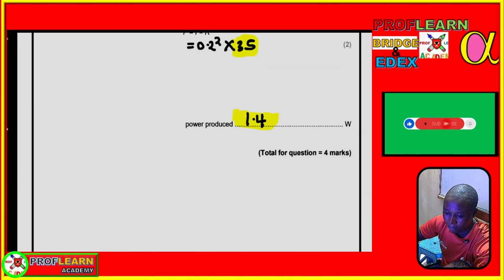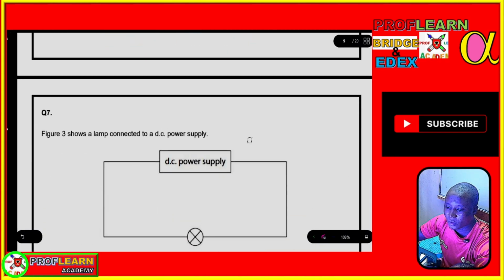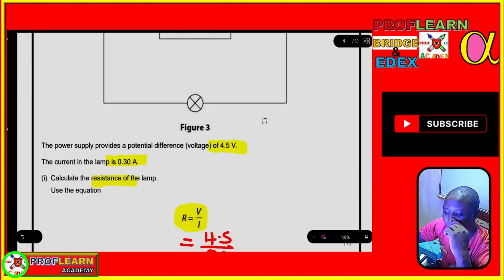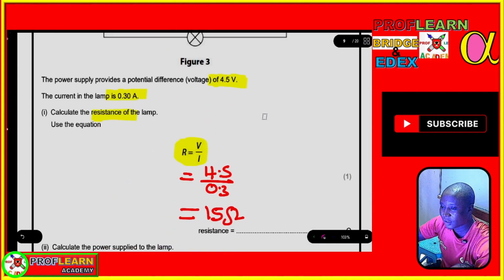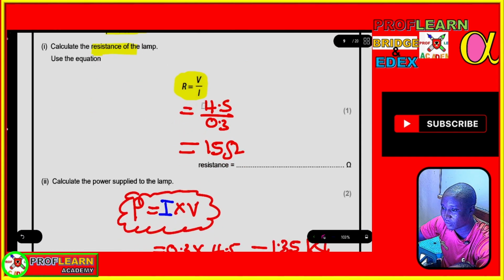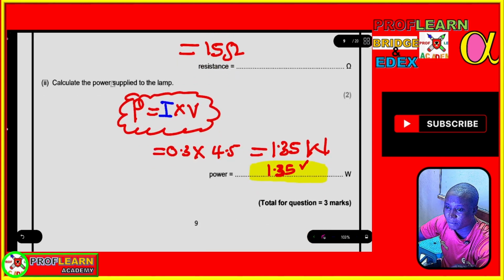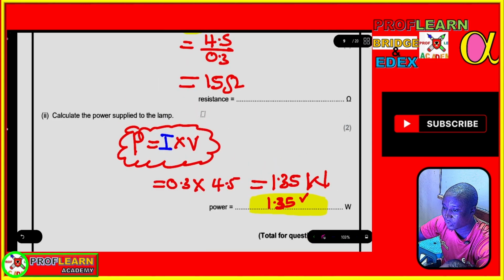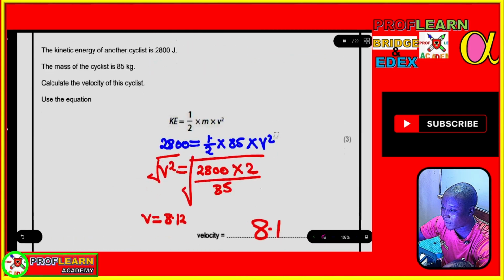All right, so moving to the next part here, we are going to look at current electricity, which is also another question that is quite common. You can see we've already done that. Calculate the resistance. We know resistance is voltage over current. Remember that, 4.5 over 0.3. And power supplied is current times voltage. So since the current is 0.3 and the voltage is 4.5, you multiply that to get 1.35.